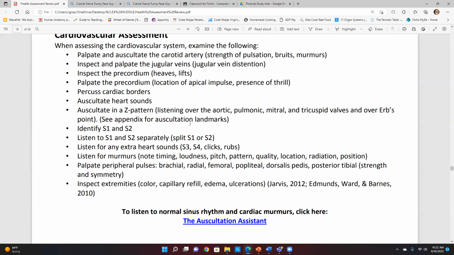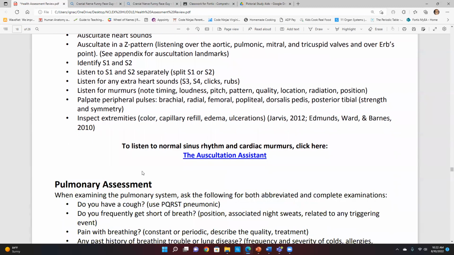Okay, as part of the cardiovascular assessment, you're also going to be checking out your peripheral pulses. You're going to be palpating the pulses. You have to know where all the pulses are located, from head to toe, you have to know where to find them, and you have to know the significance of each of the pulses, okay? You're also going to check for color, cap refill, edema, ulcerations. Cap refill is super important.